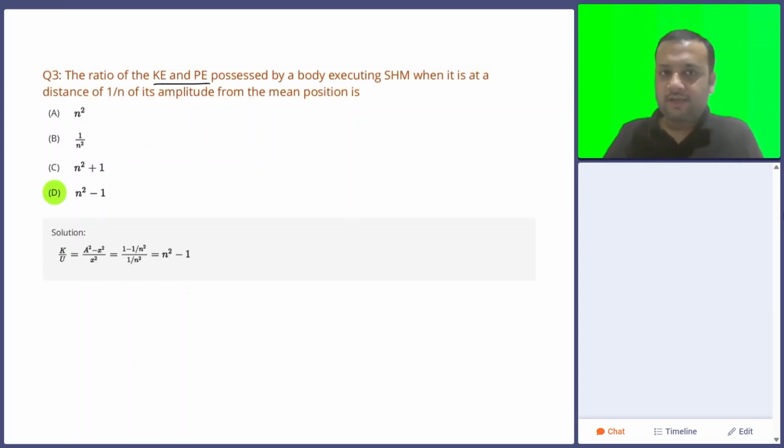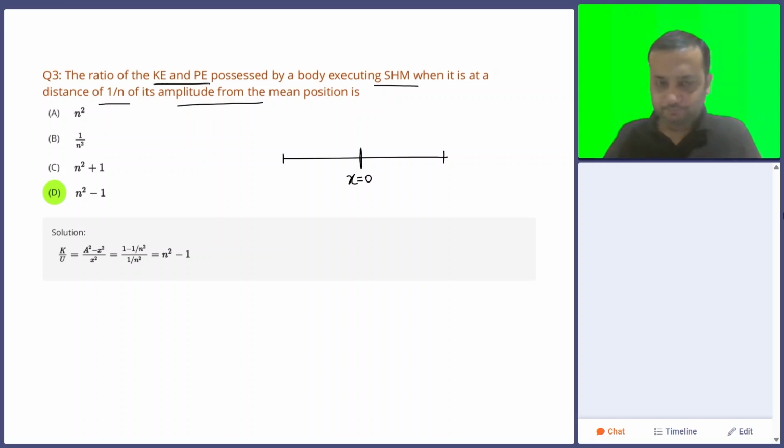The question is about the ratio of the kinetic energy and the potential energy possessed by a body executing SHM when it is at a distance of 1 by n of its amplitude from the mean position. Imagine a particle executing simple harmonic motion about x equals 0. Let us say the amplitude is a. When the particle is at a distance of a by n, that means when x is a by n, we have to find the ratio of kinetic energy to potential energy.